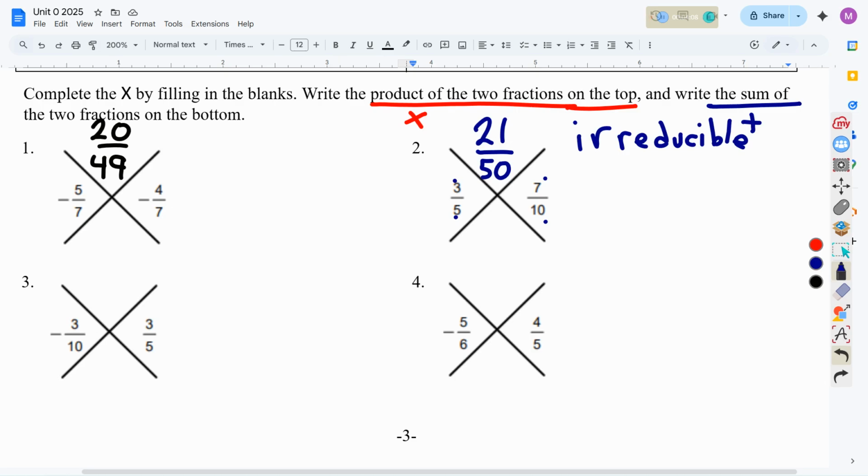So on number 3, we'll do the top times the top. So you might want to do that in your head right now. Tell me what I'm going to write down for the answer here. And I'm hoping you got the idea that this is -9/50.